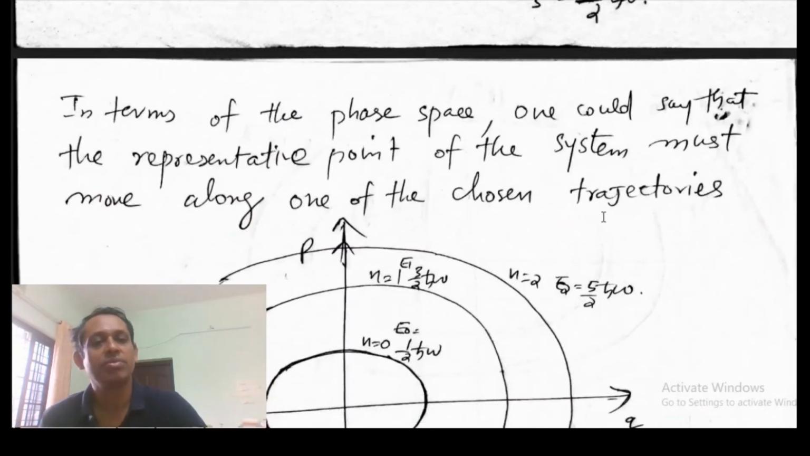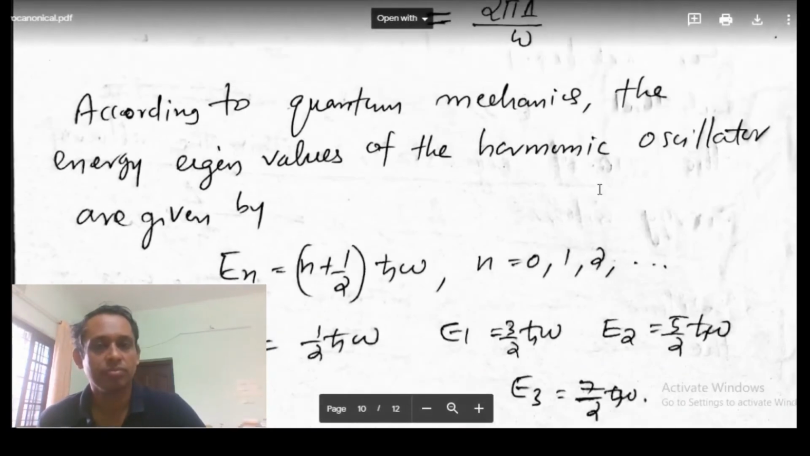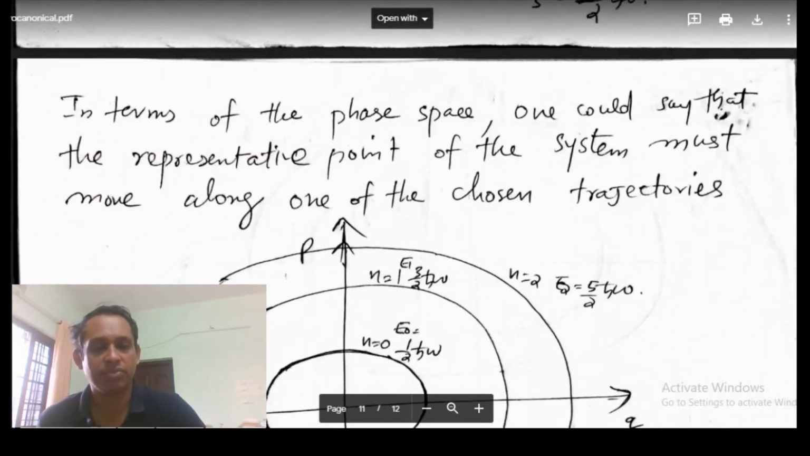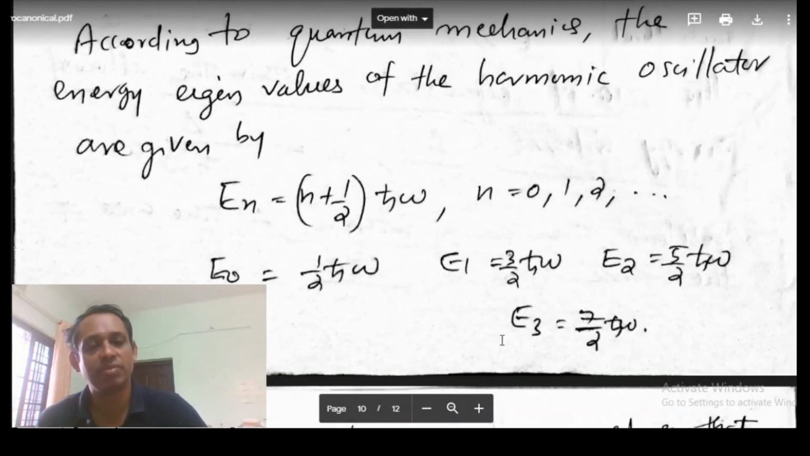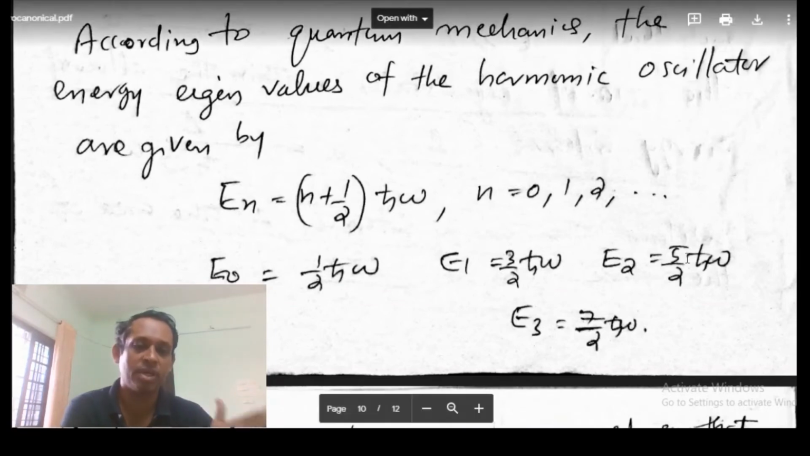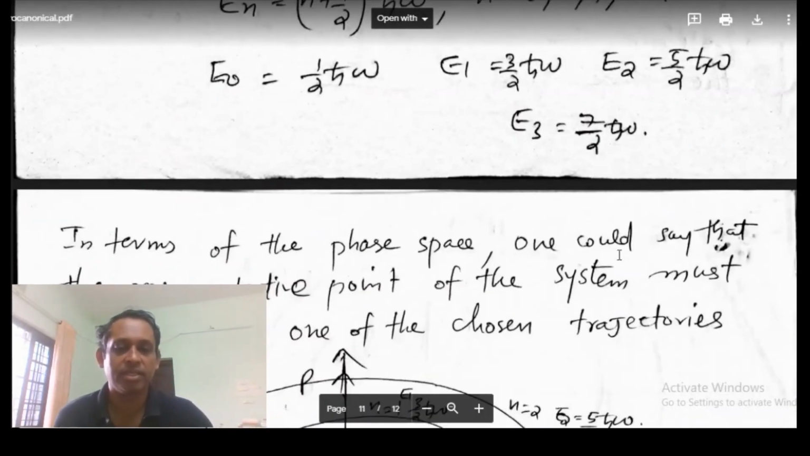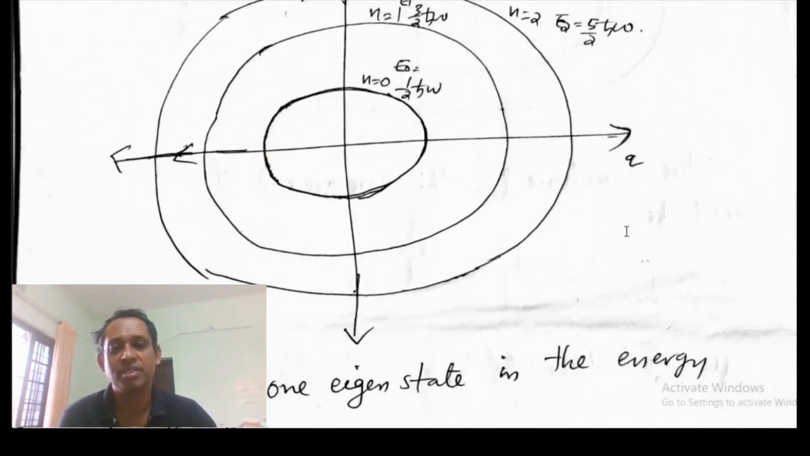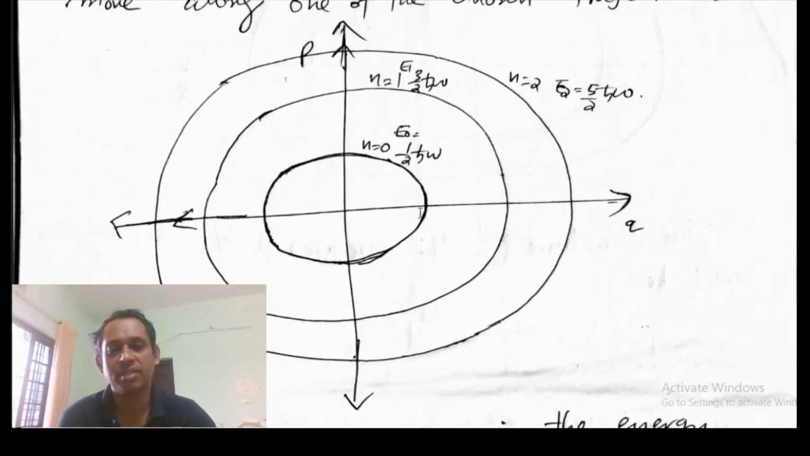If you describe this in terms of phase space, we have the energies half h cut omega, 3 by 2 h cut omega, 5 by 2 h cut omega, and so on. In phase space, this can be represented like this. We have an elliptical trajectory corresponding to half h cut omega, where n is 0.